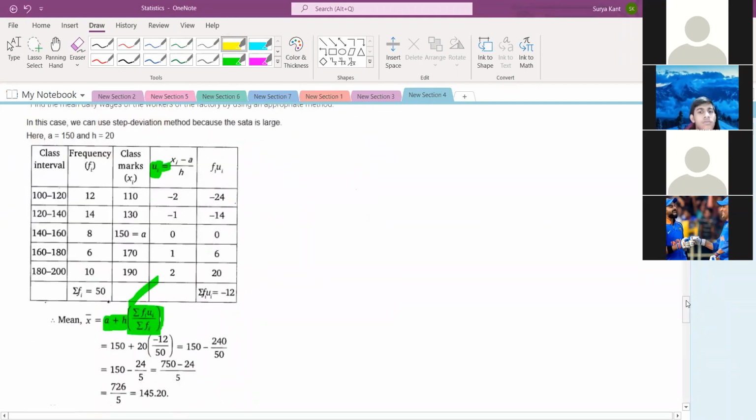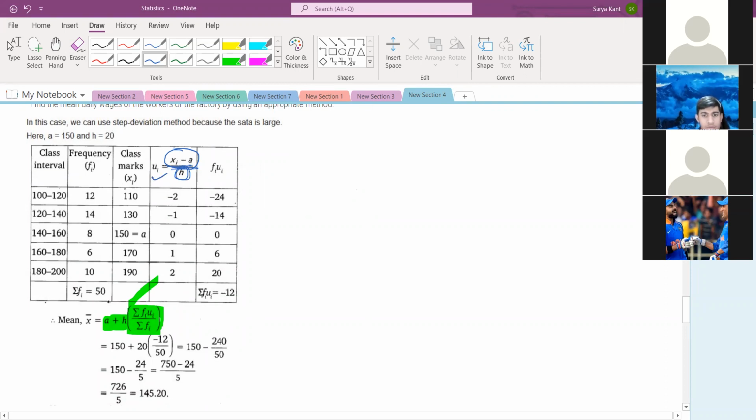Now see Rasul, this question. Here an extra thing is coming as ui. What is ui? What you found as di in the previous question. Di is equal to what? Xi minus A, correct? Yes. Then divide by h. If you divide by h, you will get ui. Understood or not? Okay, sir.